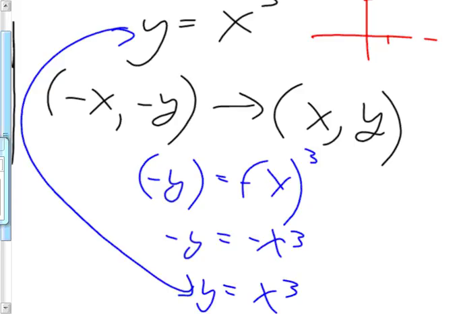Gentlemen, not now. You're in the front row. Very distracting. Okay, so this is origin symmetry.